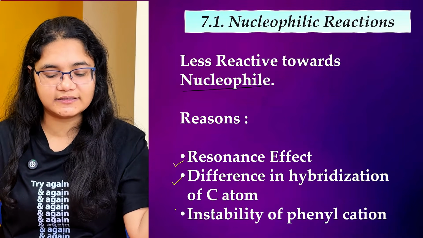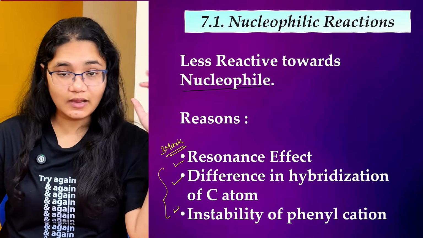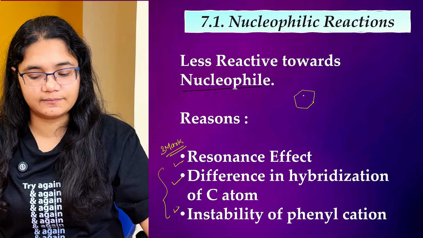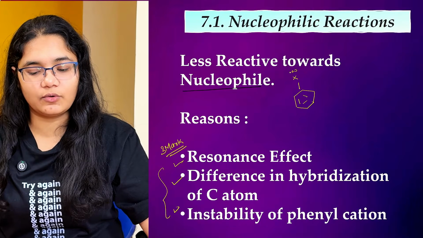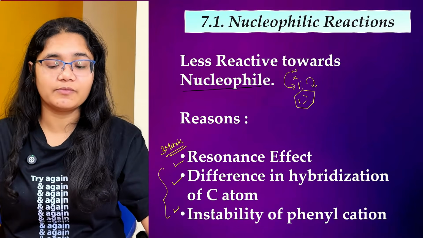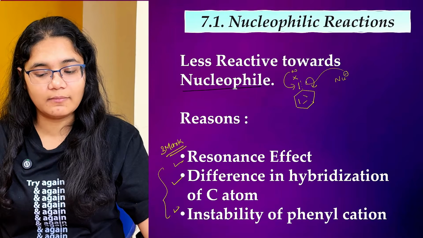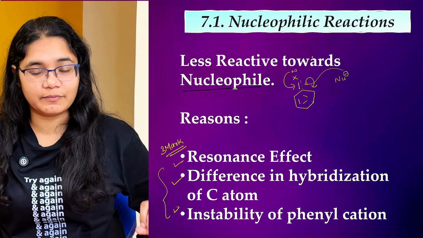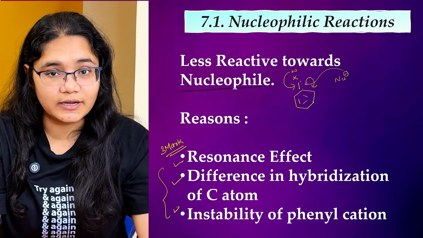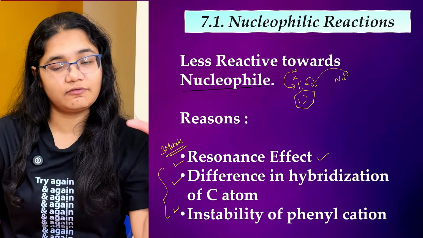Let's understand. There are 3 reasons, and these 3 reasons can be easily asked as a 3-marker question. Very, very important. The first thing is the resonance effect. When you have this RX, this X has a lone pair which can undergo resonance, so there is a formation of partial double bond character. Due to this partial double bond character, it is very difficult for the nucleophile to come, attack, and throw out X, because here it is bonded with the carbon with a double bond. Double bonds are much stronger. So the resonance effect reduces the chances of nucleophilic attack.